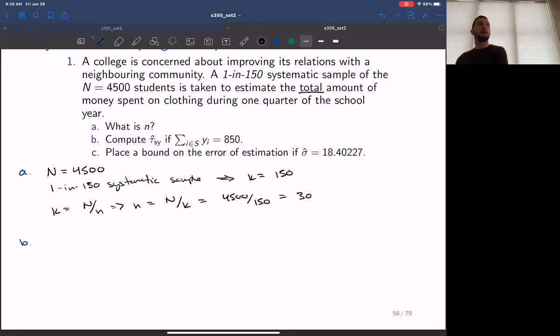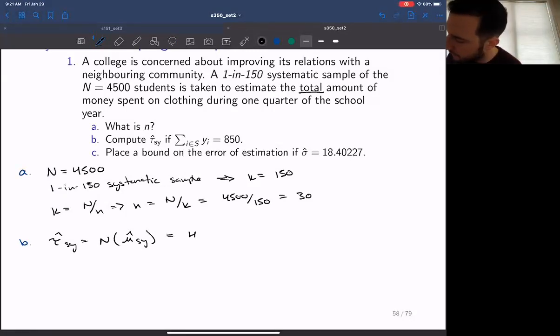All right, in part B, we want to estimate tau. We want to estimate the total amount of money spent on clothing during 1 quarter. So we want to estimate tau for this particular experiment. So tau hat SY is equal to capital N multiplied by mu hat SY. This is the same relationship that we had established earlier with simple random sampling as well, that the estimate for the total is the estimate for the mean multiplied by population size.